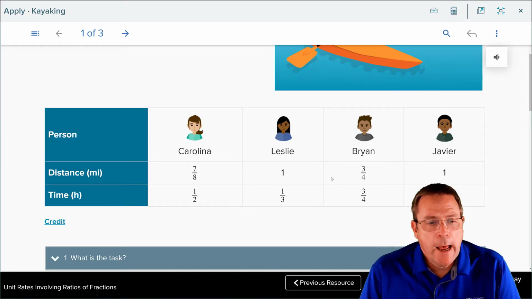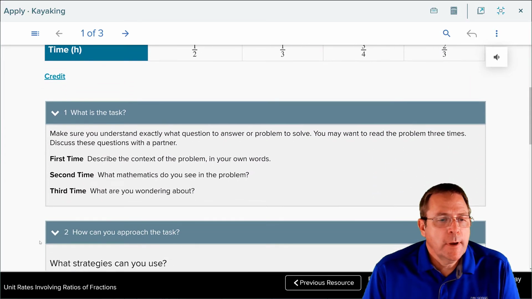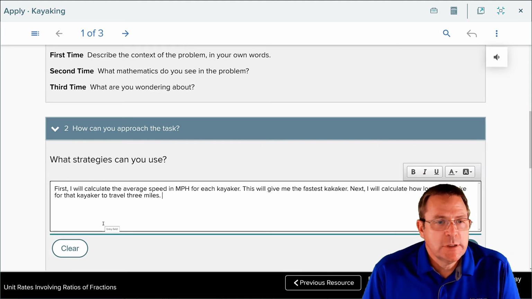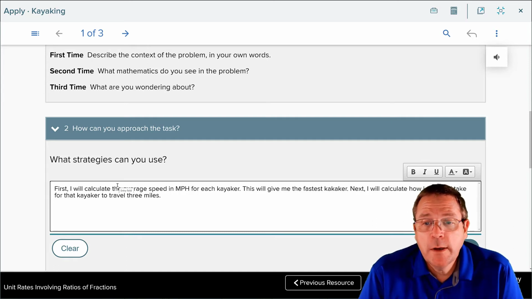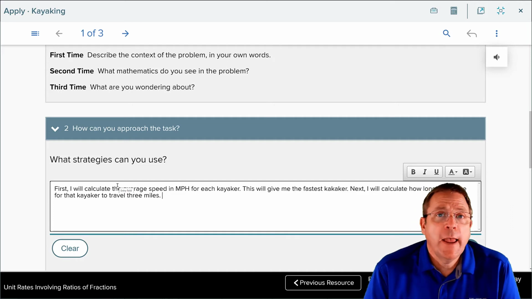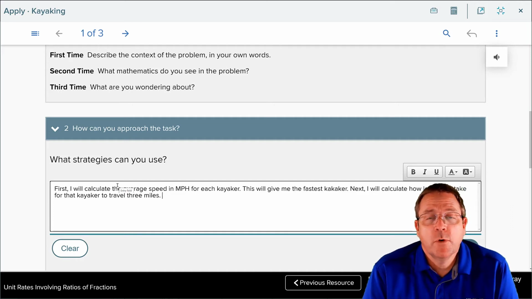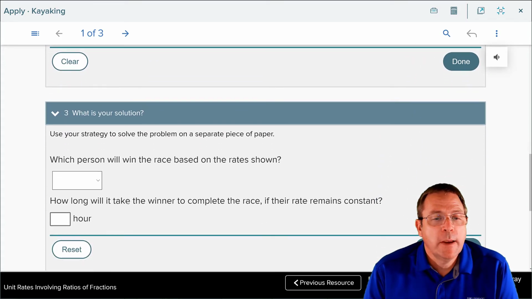Alright, we have a lot of work to do here. The first thing I wanted to fill in is the strategies I would use. First, I will calculate the average speed in miles per hour for each kayaker. That's the simplest way to find the fastest speed. I don't have to know how quickly each one will get 3 miles, I just need to know who's the fastest. Next, I'm going to calculate how long it will take that one kayaker to travel 3 miles, because I need to know who will win and how long it will take them to win.